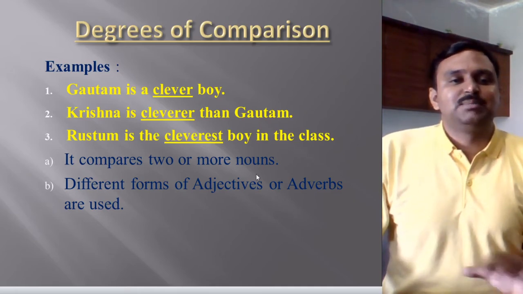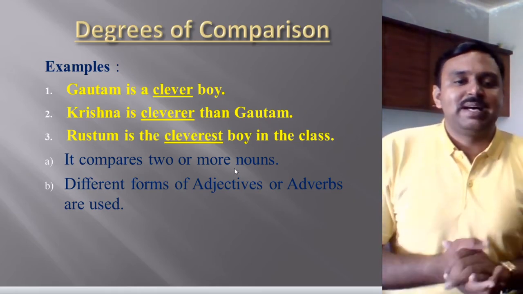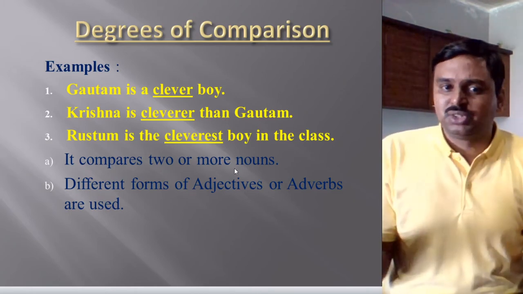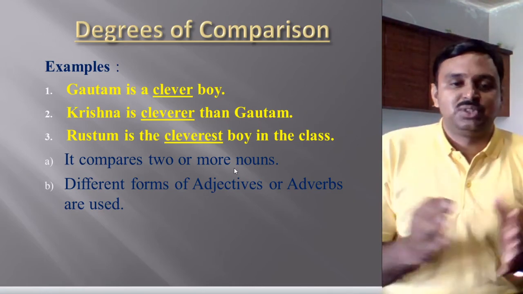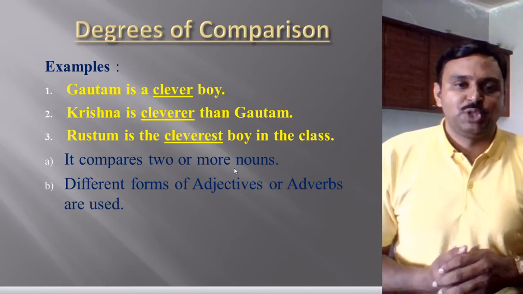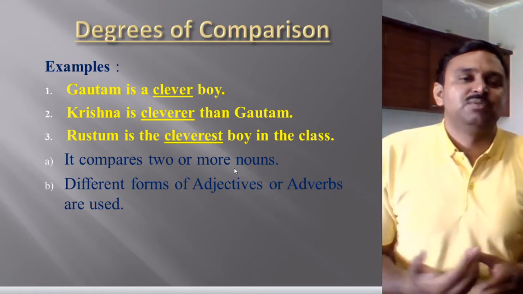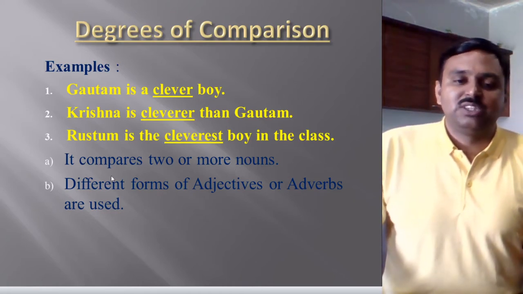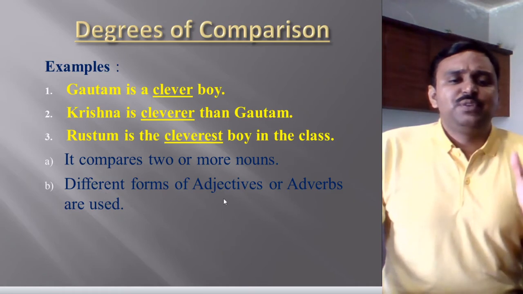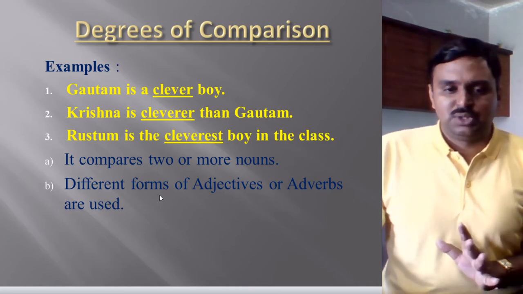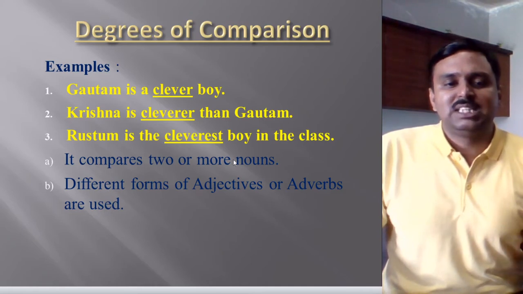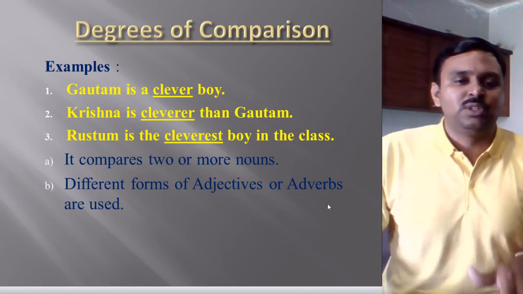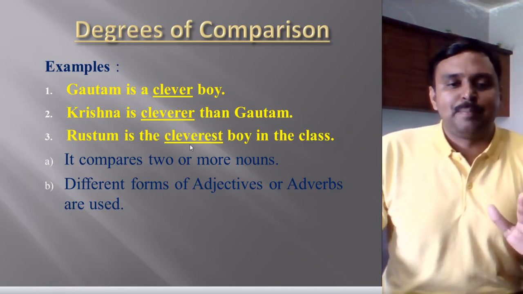Before that, let's just discuss the basic things. So degrees of comparison are basically used to compare two nouns. We compare two or more nouns, and for that purpose these degrees are used. Very useful for language to have good communication with other people for the sake of comparison. Number two, different forms of adjectives or adverbs are used. Like clever is an adjective here, fast will be an adverb here, so it can be used in that form. So as I have said, adjectives or adverbs both can be used in degrees to compare things.